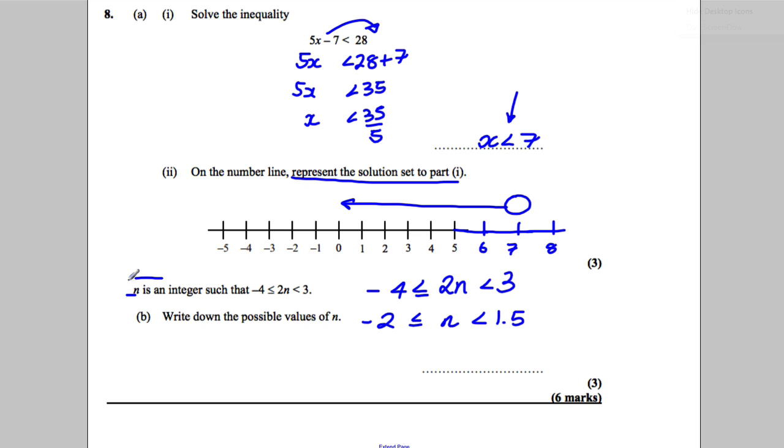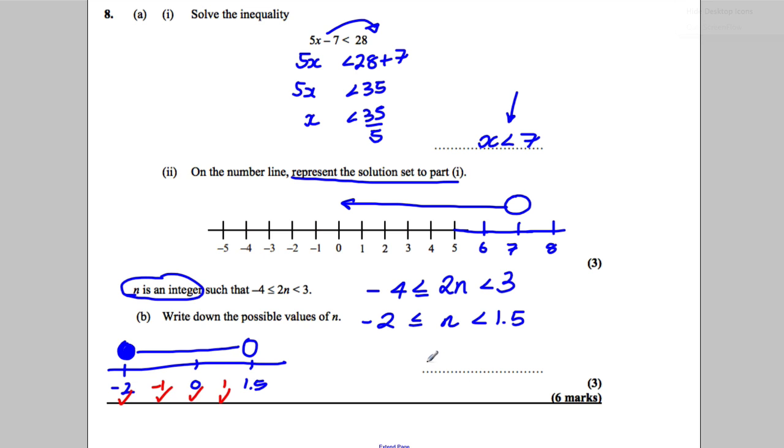-2 less than or equal to 1n less than 3 divided by 2, which is 1.5. Now, if n is an integer, that's whole numbers, what numbers could it be? Little picture's always useful. 0 there, -2 there, and 1.5 there. It looks something like this, and it can be equal to this one. What are the integers it could be? Well, it could be -2, -1, 0, or 1, because 1 is actually less than 1.5. So our answers are -2, -1, 0, and 1.